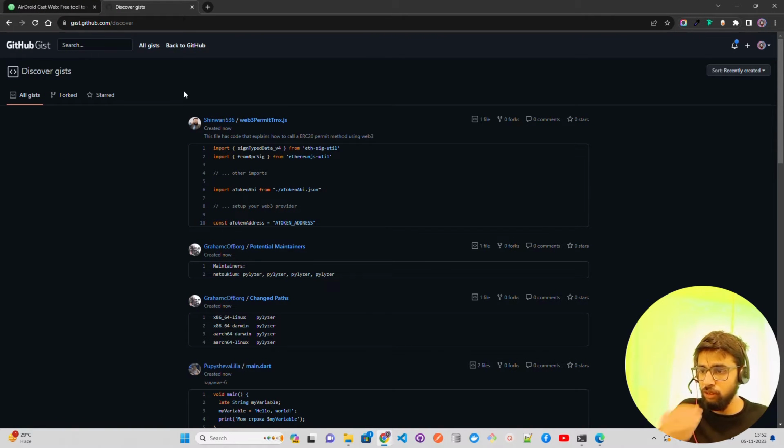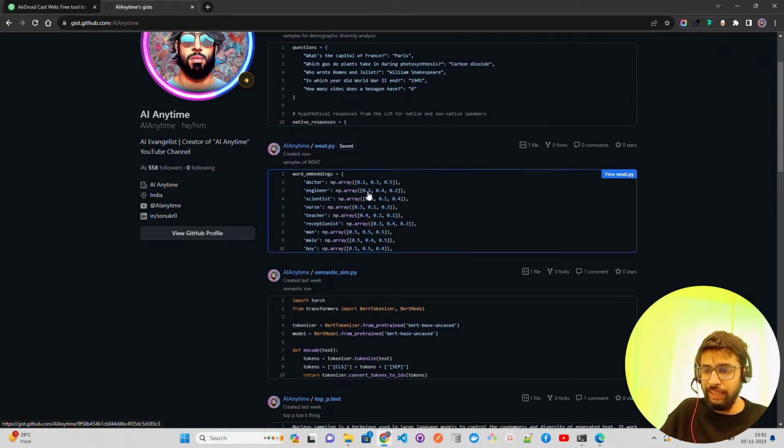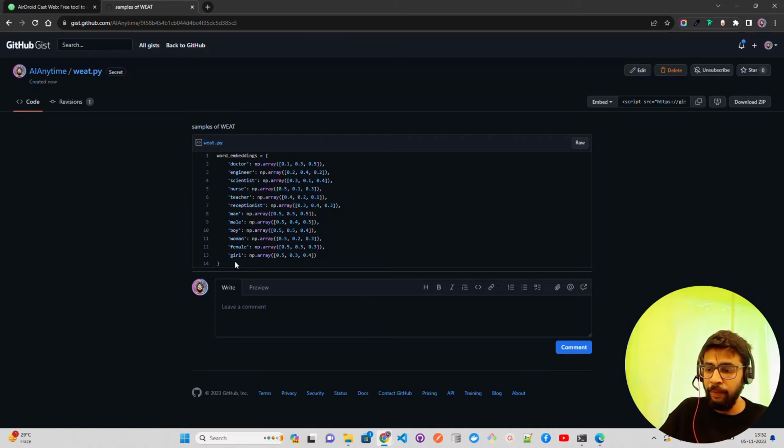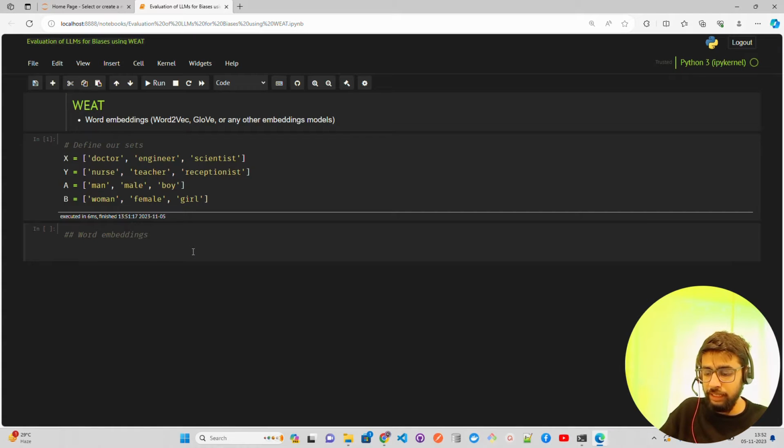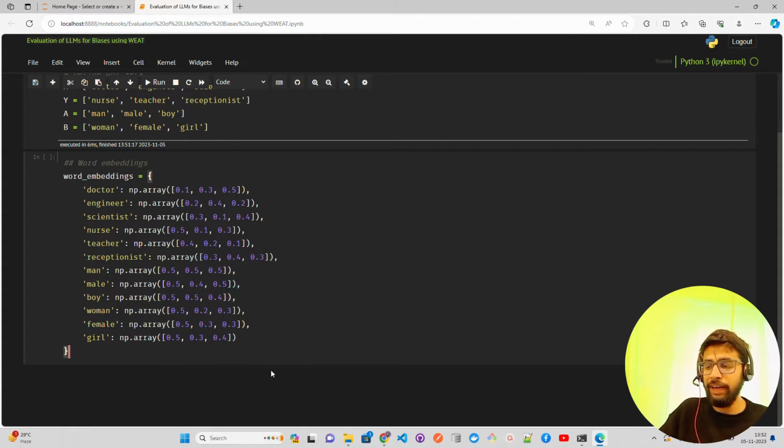Let me go to my gist, and inside this v8.py you can see the word embeddings that I've created. Let me copy it and come back to my notebook, and here I'm just going to define my word embeddings. X and Y are the target words in our example, representing different occupations, and A and B are the attribute word sets, representing gender terms in this case.